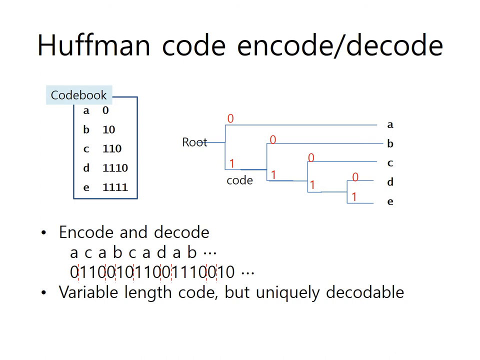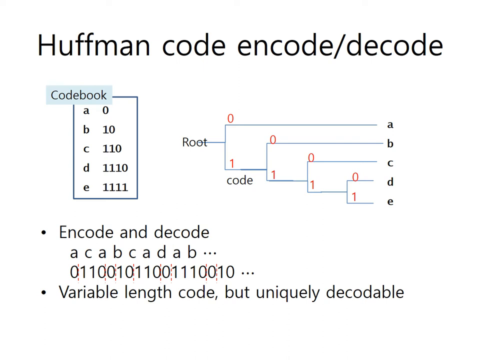Let's encode and decode a history in which A, B, C, D, and E are randomly selected. Since the first one is A, the code word is 0, and then C becomes 110. Next A is 0, B is 10, C is 110, A is 0, D is 1110, and A is 0 and B is 10. So encoding is done by using this code book. Then the sequence of binary data is transmitted through a communication network.